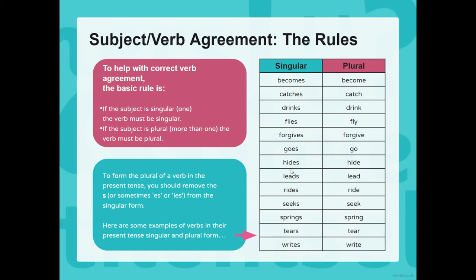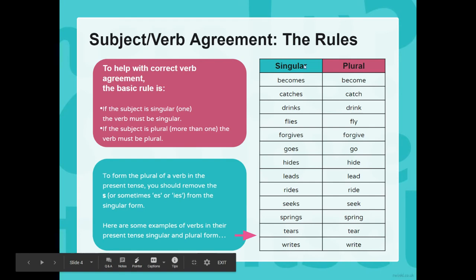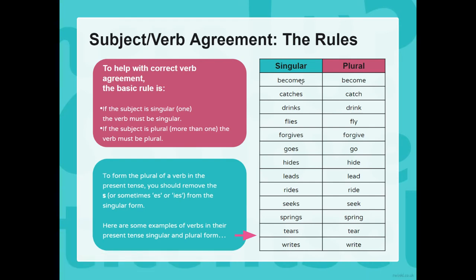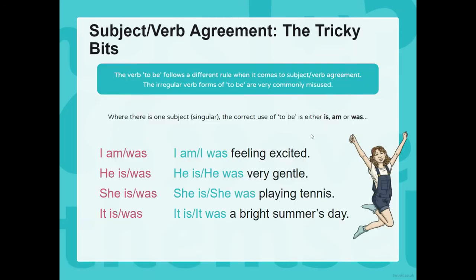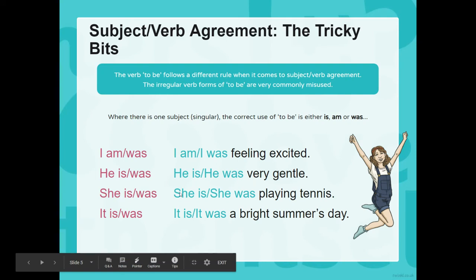Here are some examples of the verbs in their present tense, singular and plural forms. So you can see that catches becomes catch, drinks becomes drink, flies become fly, forgives become forgive, goes becomes go, etc. So you can see here that the singular, there is only one, whereas plural, there is more than one. As you can see here with the same with these sentences here.